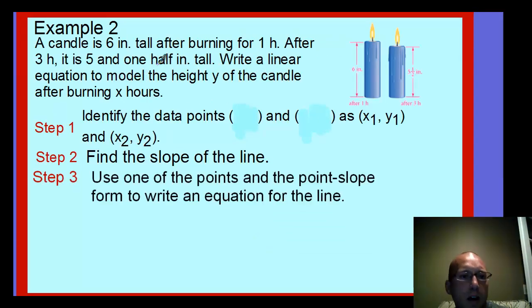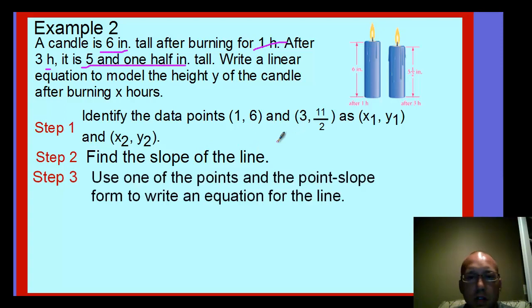So example 2, this is similar to yesterday. We're given a word problem, and inside here we should see that we're given 6 inches of the candle after 1 hour, and then after 3 hours it's 5 1/2 inches. So we're given some data to help us find the rate at which it is decreasing. And so here are your 2 points. From these 2 points, we can go through the same steps as yesterday. We can find the slope.